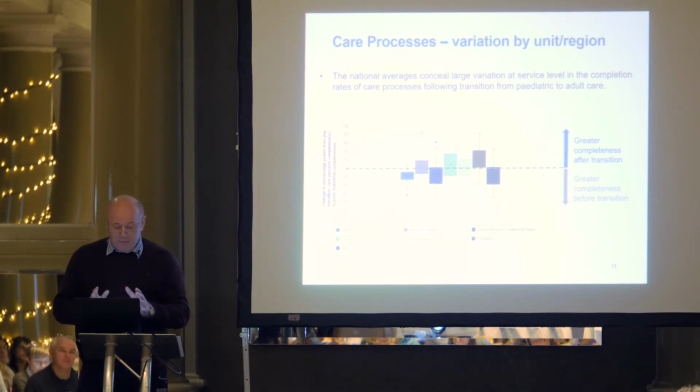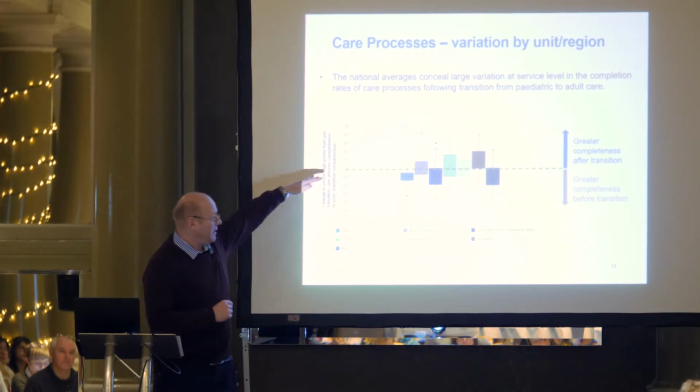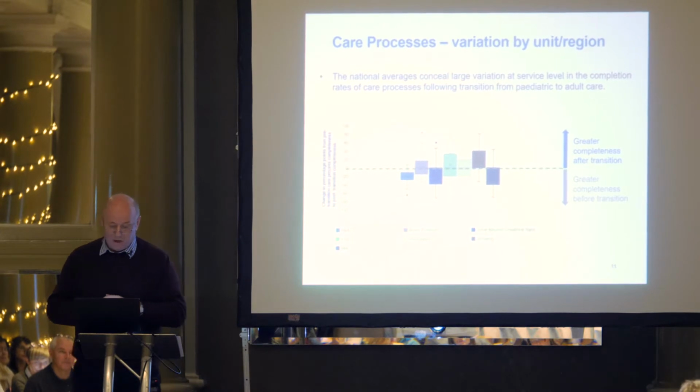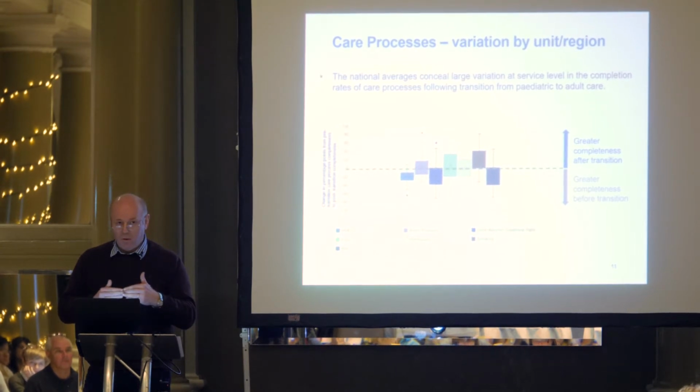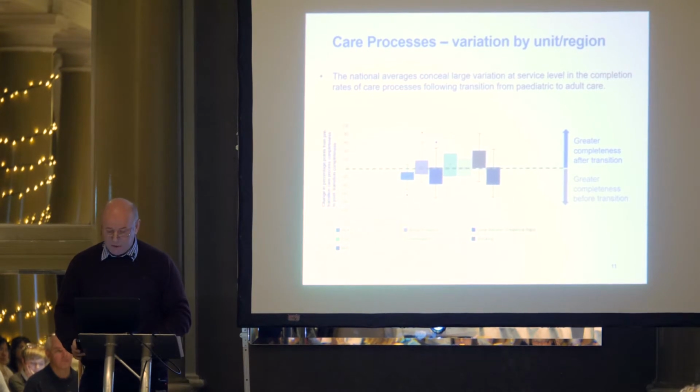And these whisker plots here show that. If there is no change, you stick with the green line in the middle. If you go above that, there's a greater completeness post-transition, or if you go below it, there's a greater completeness before transition. So although on average it's greater completeness before transition, there is huge variation.